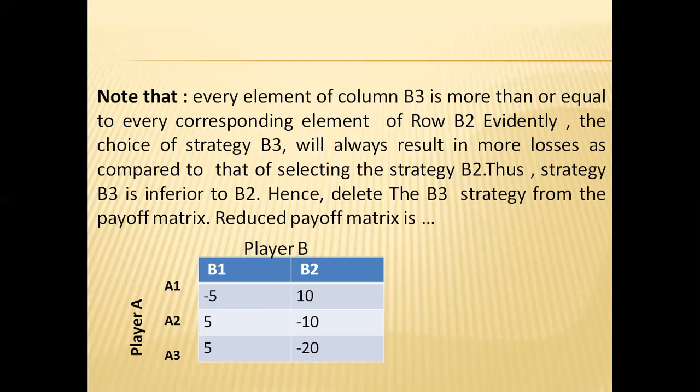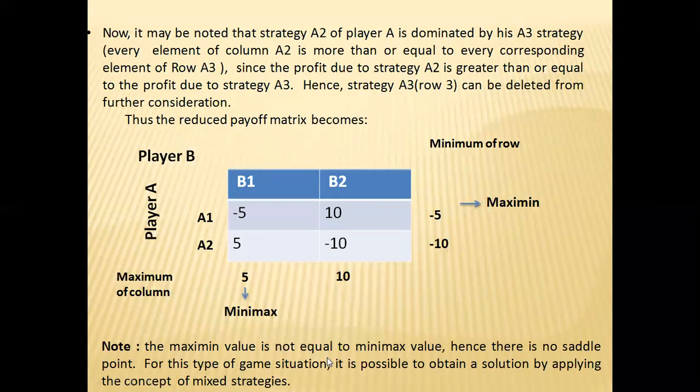And hence, upon selecting the strategy B2, we come to the conclusion that B3 is inferior to B2. Upon this inferiority, we delete the B3 strategy from the payoff matrix. Upon reduction, we attain the matrix in such a format that only B1 and B2 remain. And now we can even reduce one of the rows. How to reduce one of the rows?